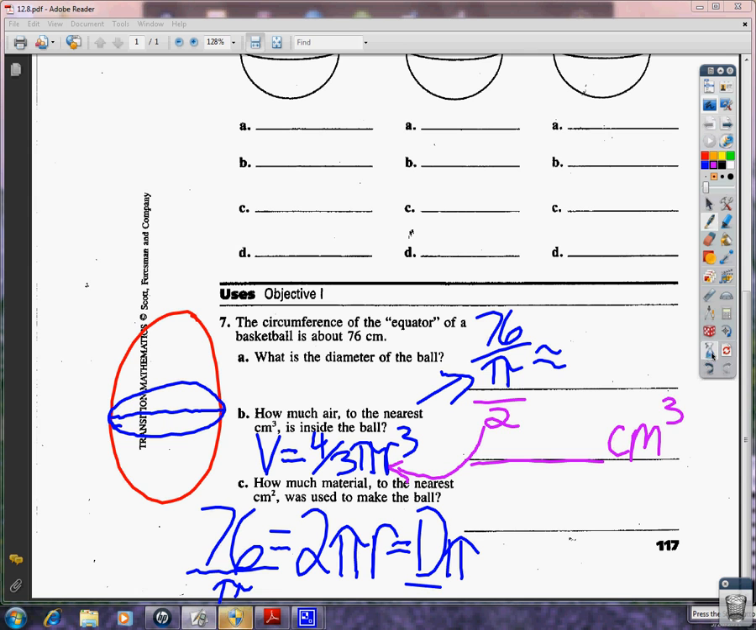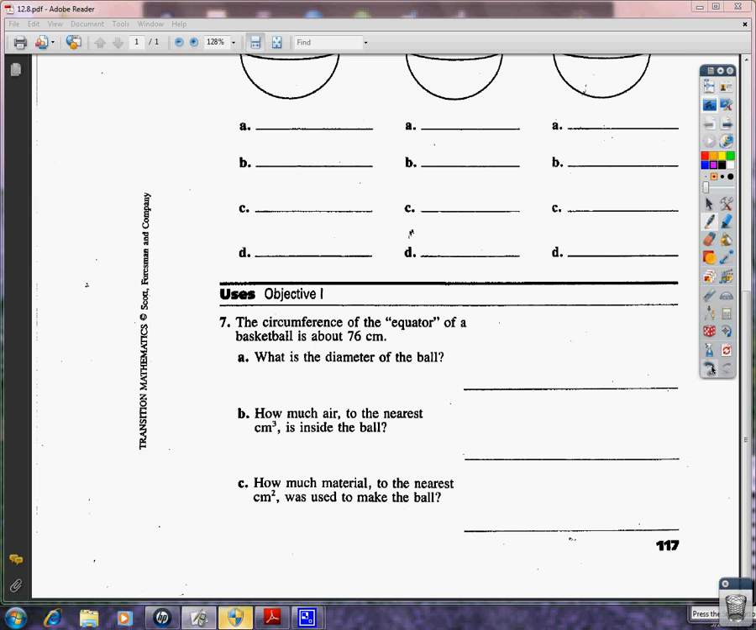I'm going to clear it. Get some more space here. How much material to the nearest centimeter squared was used to make the ball? So we again had the diameter up here. We found it was 76 divided by pi. Now we need to find the material to cover. To cover is surface area. So surface area equals 4 pi r cubed. No, sorry, squared.